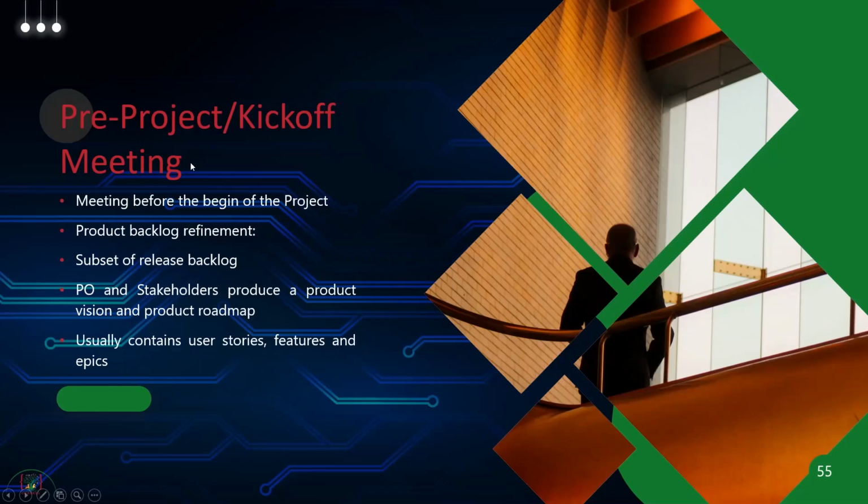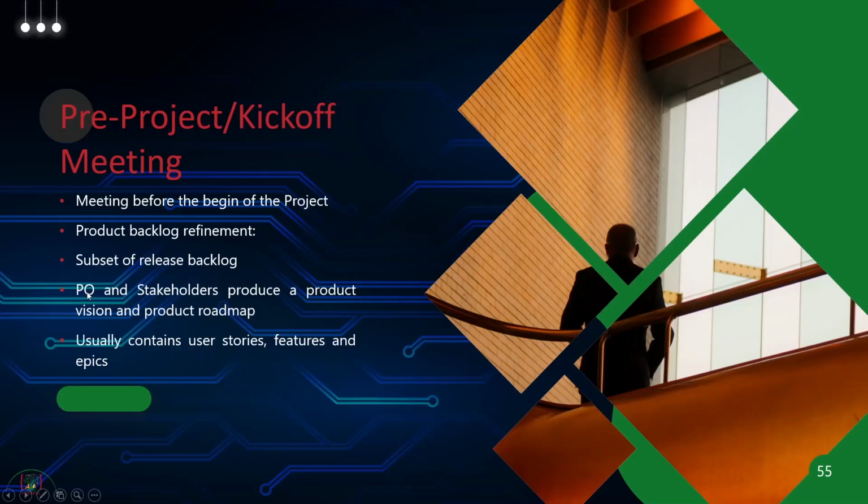Next, what is a pre-project or kickoff meeting, right? Before we begin our project, the first thing we need to do is product backlog refinement, and this is again the product owner doing it. They need to make sure all our stories are properly defined and prioritized for the team to consume.